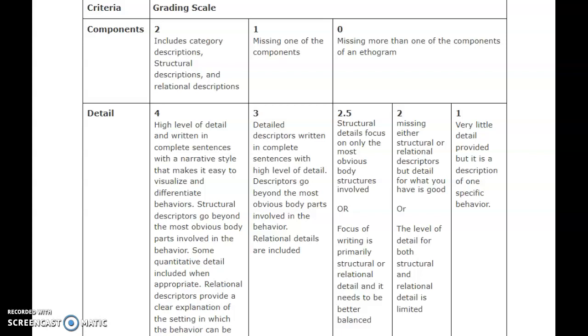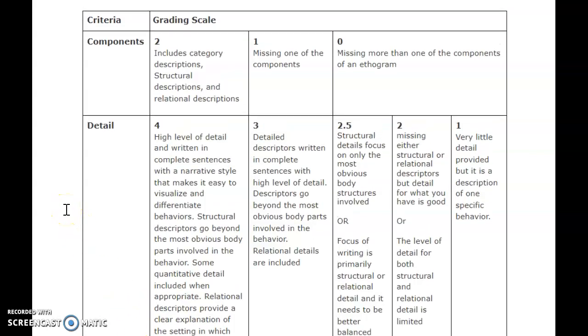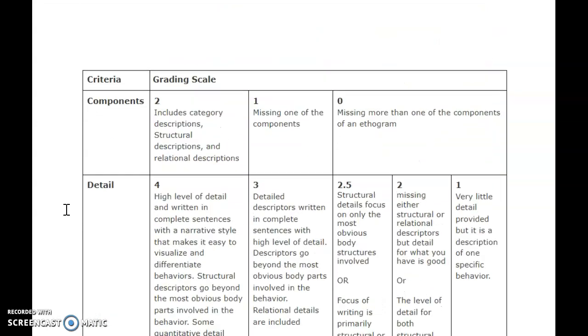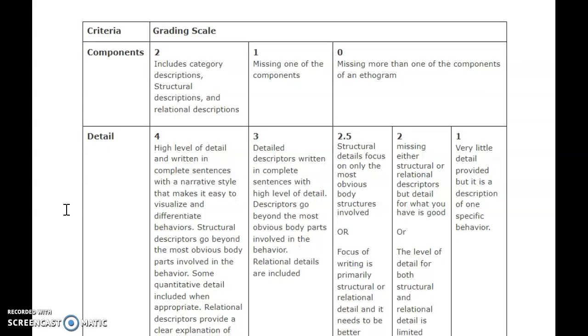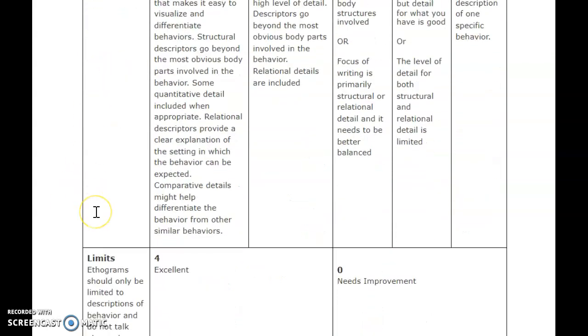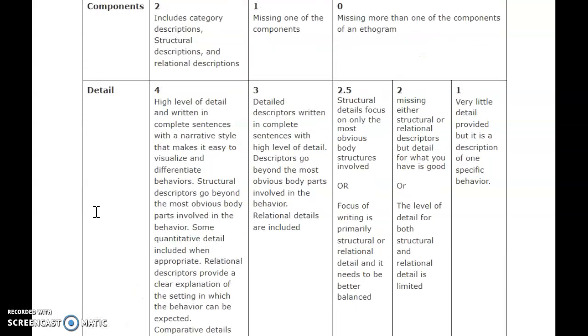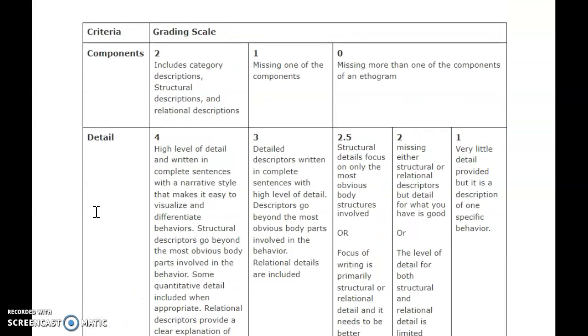So this is a quick description of the rubric that we'll be using to assess ethograms in this class. There's three parts to the ethogram. We'll be assessing the components of the ethogram, the detail you include, and then something called limits. You can either earn a 2, a 1, or a 0 on the components of the ethogram.